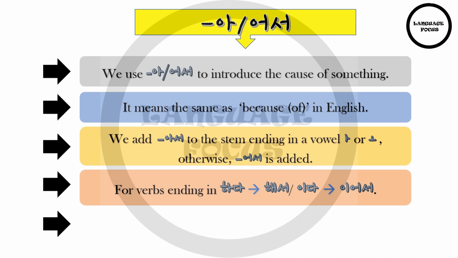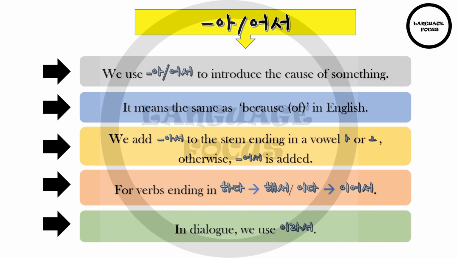For verbs ending in 하다, 해서. 이다, 이어서. In dialogue, we use 이라서.